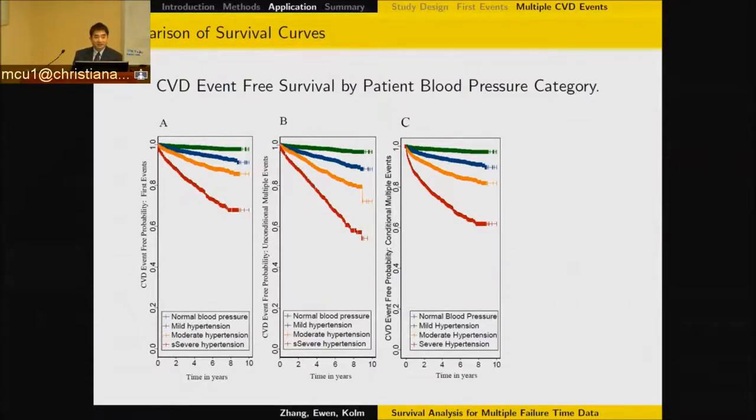How is it counted on the y-axis here? Okay, the y-axis is the probability of the event rate. So which means here we see that for severe blood pressure, if we count the multiple events, the survival rate will be lower. This needs to make sense. B and C are including the first events, right? Yes.